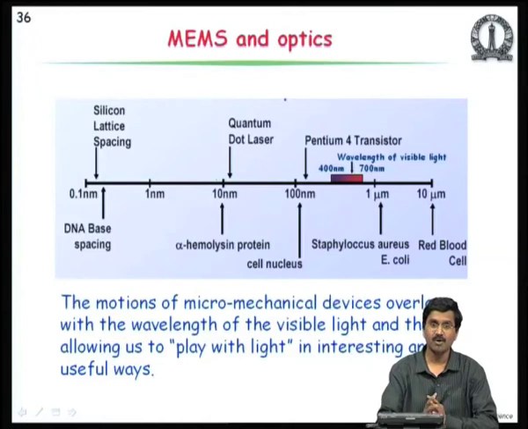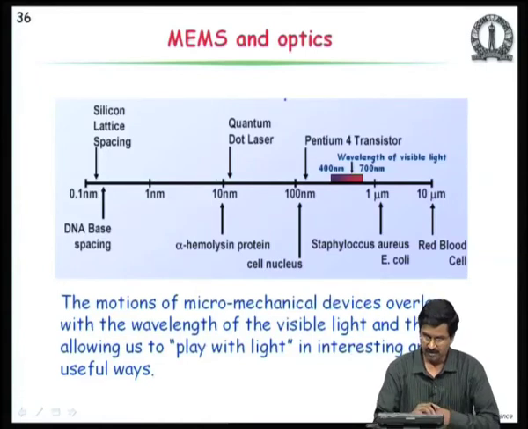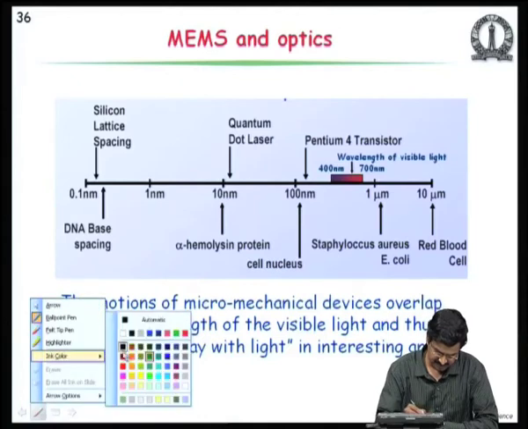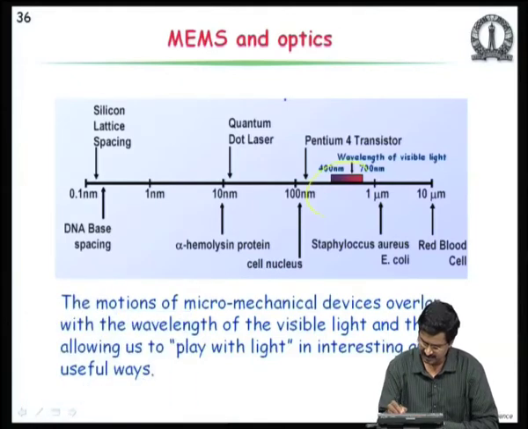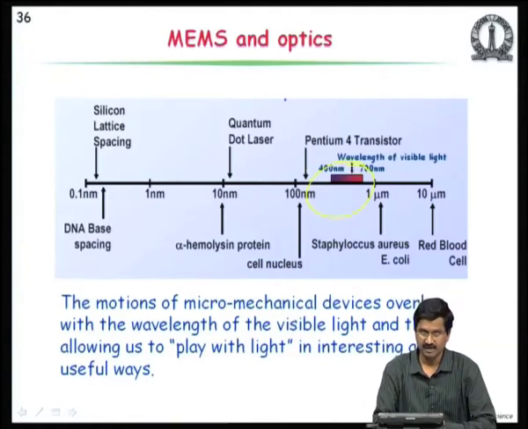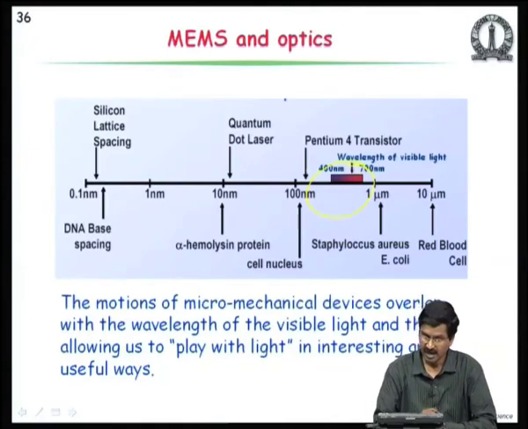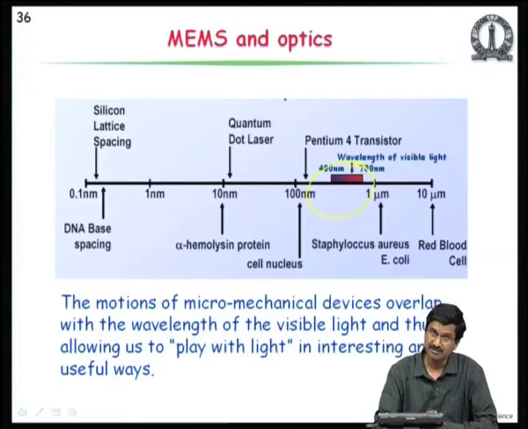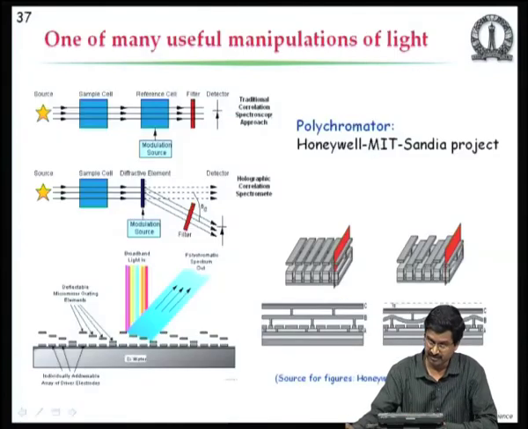Now, if you look at optics, let us take a different color. If you look at this, this is really the visible light spectrum wavelength. It goes from 400 nanometers, 0.4 microns, to 0.7 microns, 700 nanometers, and that is exactly the range where microstructures can move. So, you can manipulate light like it was not done before, and there are a lot of devices.